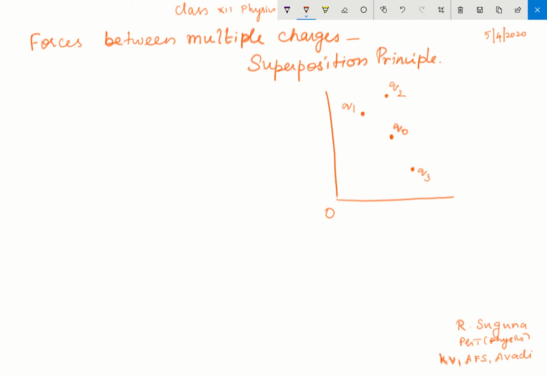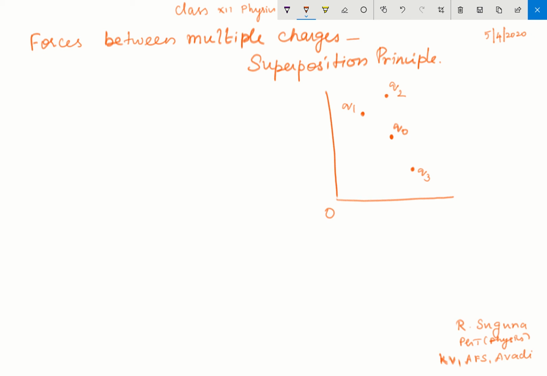According to the superposition principle, the total force on any charge due to a number of other charges at rest is the vector sum of all the forces on that charge due to the other charges, taken one at a time. Very important to note: the force due to individual charges is unaffected by the presence or absence of other charges. That is very important. Now we are going to find it out. Let me now draw the diagram.